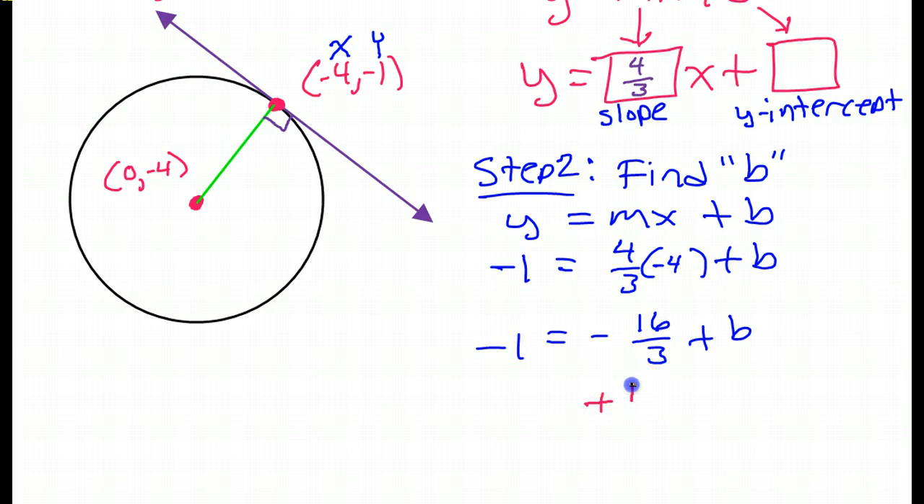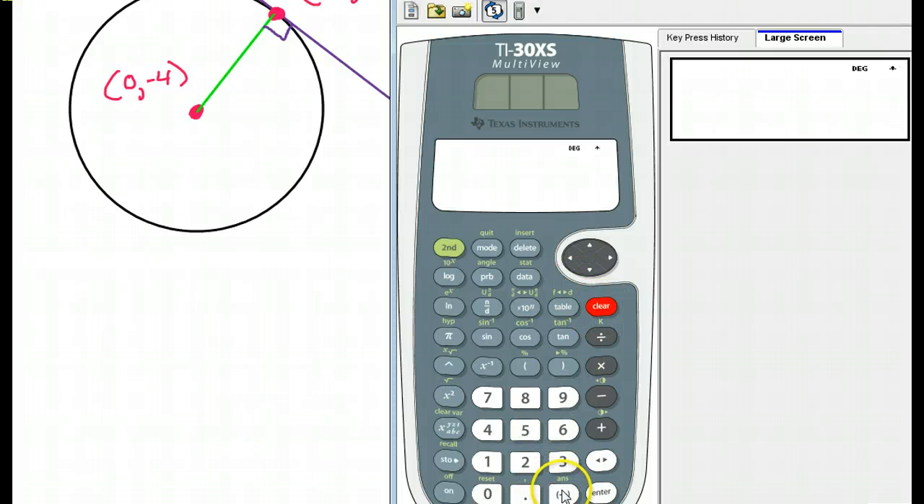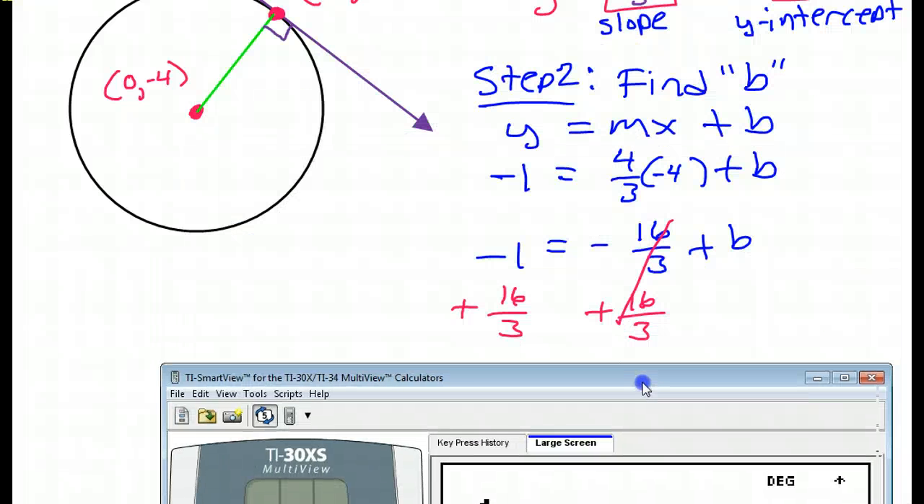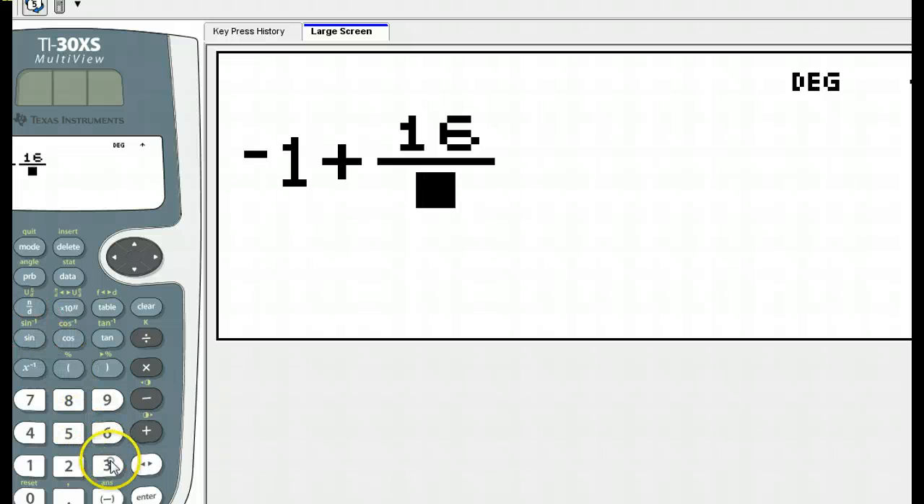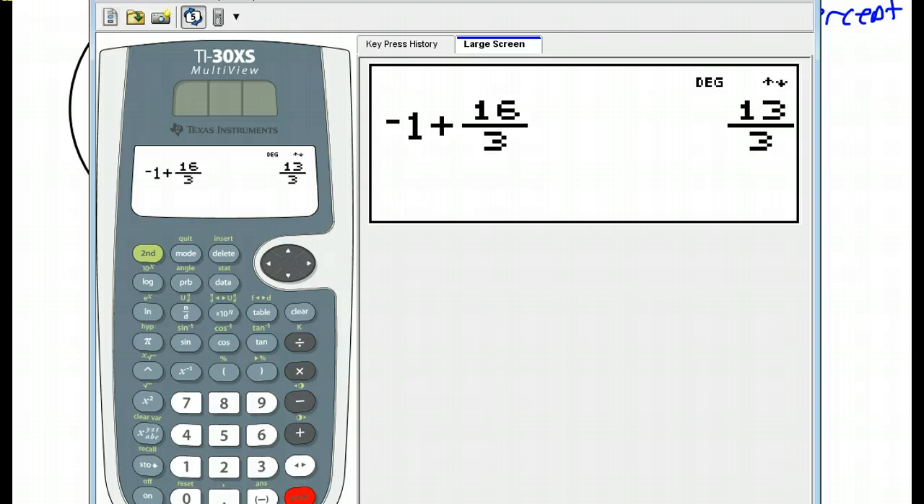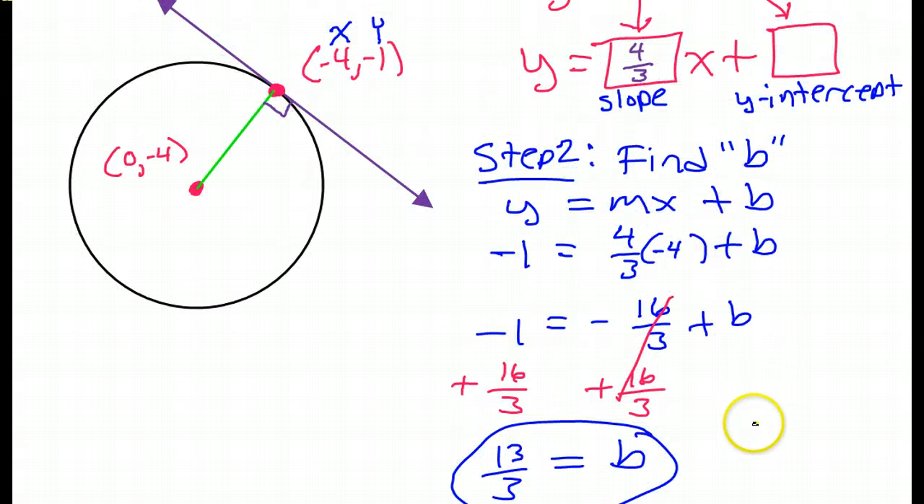Okay, to get b by itself, I need to add 16/3 to both sides. So that gets b finally by itself. So I'll have b equals -1 plus 16/3. I'm just going to throw that in the old calculator. Alright, -1 plus 16/3. Okay, and I'm getting 13/3. So this is my b value. And that's the last thing I needed to write this equation. I had the slope, and then step 2 was to find the b. And I found it. It's 13/3. So I'm just going to write it neatly off to the side.